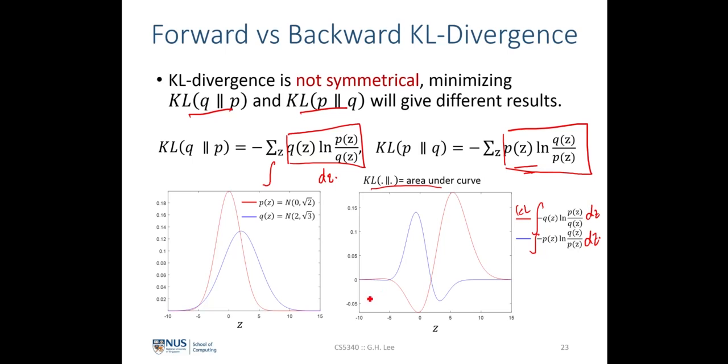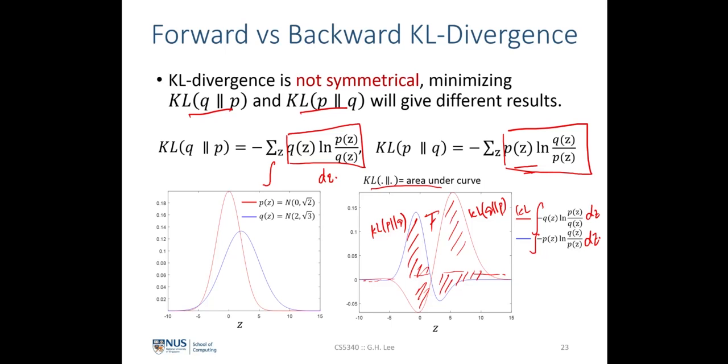From this plot, the area under these two curves, where the blue curve represents the KL divergence of P and Q, and the red curve represents the KL divergence of Q and P, is not the same. Hence we can conclude that the KL divergence is not symmetrical.